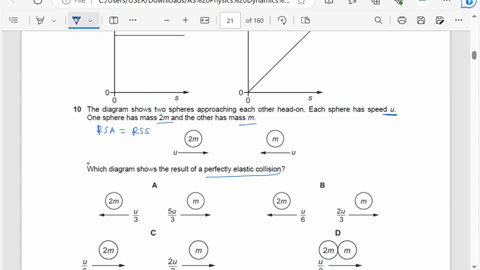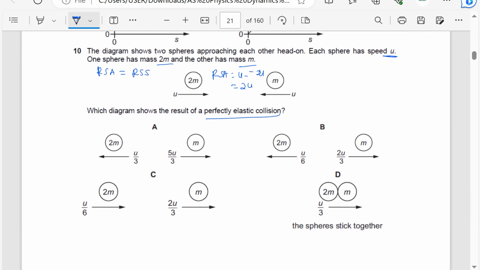So let's first find the relative speed of approach here. These are moving in opposite directions, so the relative speed of approach is going to be u minus negative u, which gives us 2u. So it means the relative speed of separation should be the same, should still be 2u.